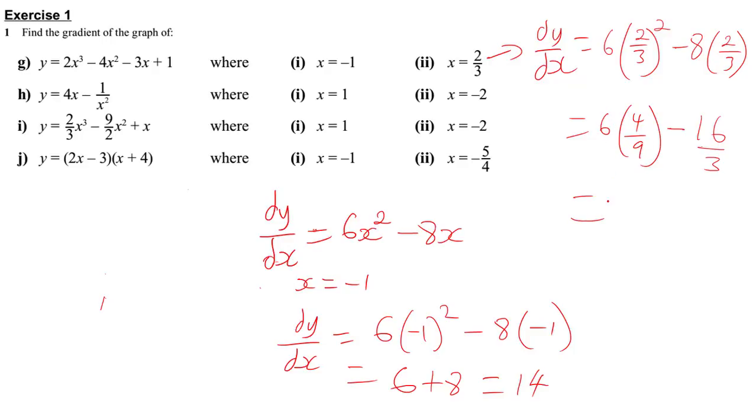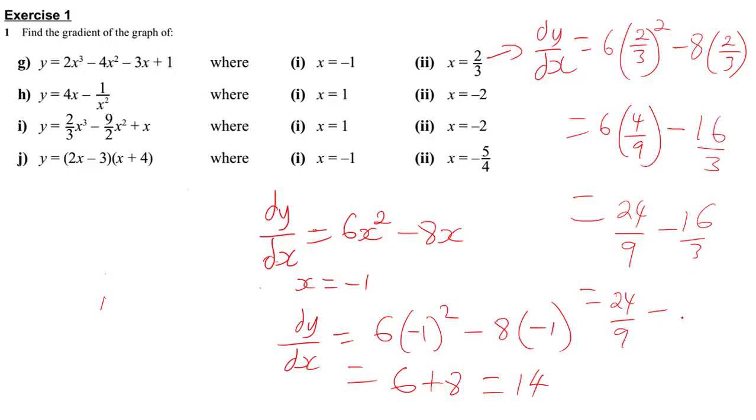You can do 6 times 4, which is going to be 24, all divided by 9. Then we're taking away what? 16 over 3. Now, once you get to this stage, what you could do is change the bottom numbers to the same. So I've got 24 over 9.